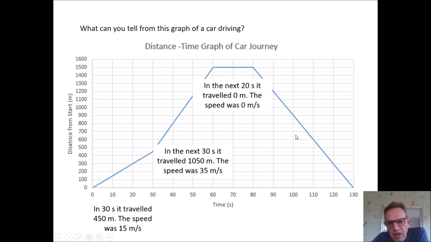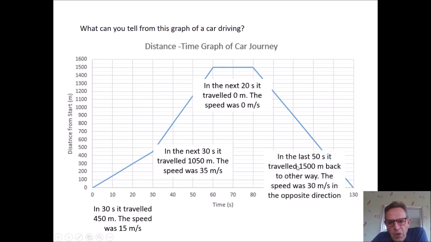This is 10, 20, 30, 40, 50 seconds. We've gone from 1,500 metres to 0 metres, so the distance we've travelled is 1,500 metres. So 50 seconds to do 1,500 metres gives us the speed is distance divided by time. 1,500 divided by 50 gives you 30 metres per second.